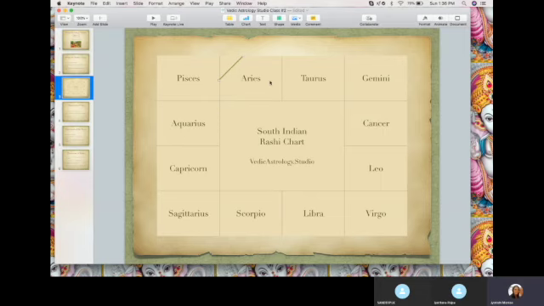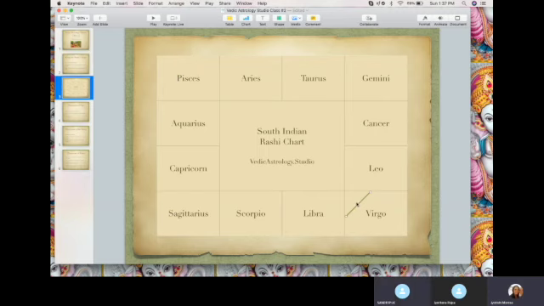And then you count clockwise. So if Aries is the first house, you count 1, 2, Taurus is the second house, 3, Gemini is the third house, and so on and so forth, all the way to Pisces, which is the 12th house. If the little line is right here in Virgo, this is the first house, Libra is the second house, Scorpio is the third house, and so on and so forth.